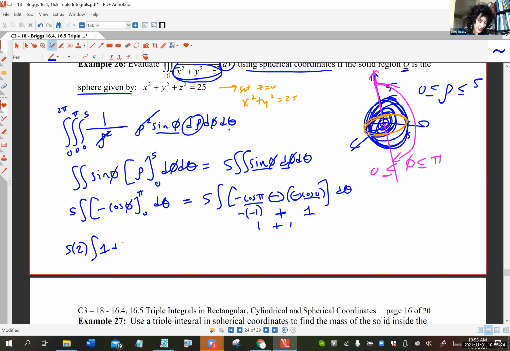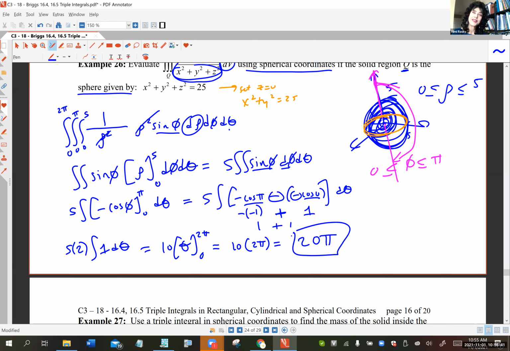And last but not least, you're just asked to evaluate essentially a 1 with respect to theta. And that's just going to be a theta, and the limits are 0 to 2 pi. So 20 pi is the final answer for this example. Yeah, not too bad, right?